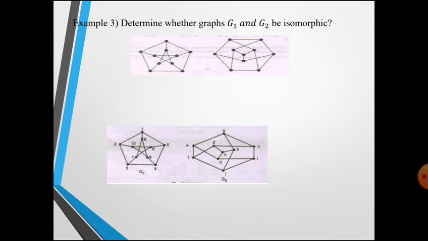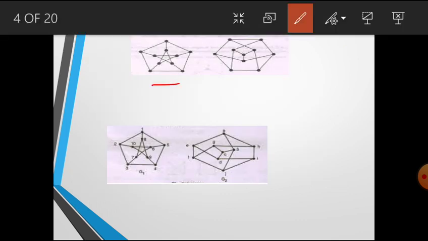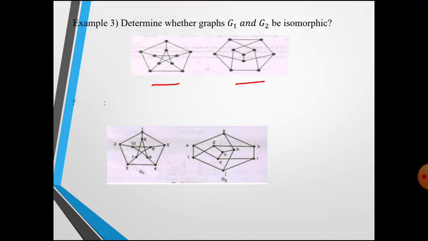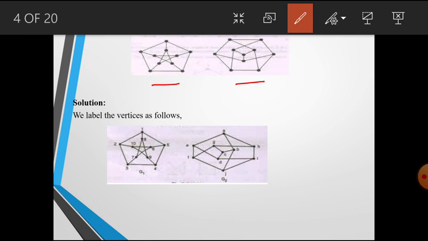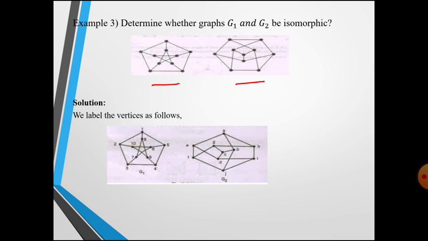Now see the next example, and the question is whether the given two graphs G1 and G2 are isomorphic or not. For that purpose, we first consider the first graph G1 and the second graph G2, and we label them as 1, 2, 3, 4, up to 10, and also here A, B, C, D, E, F, G, H, I, J and so on.